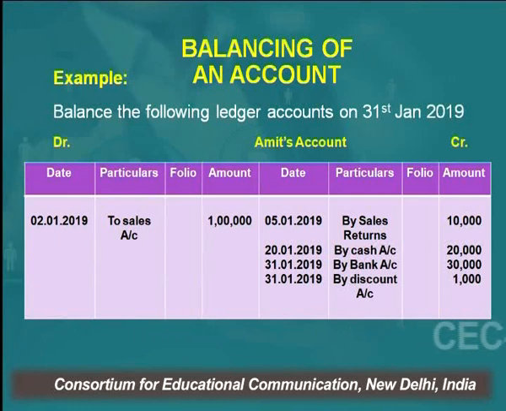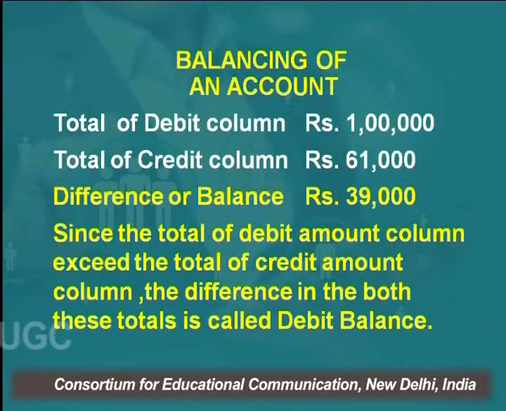So the debit side total is rupees 1 lakh, the credit side total is 61,000, and the difference is rupees 39,000. The shorter side is the credit side, so we need to balance that particular side. Since the total of the debit column exceeds the total of the credit column, the difference in both these totals is called a debit balance. Why is it a debit balance?